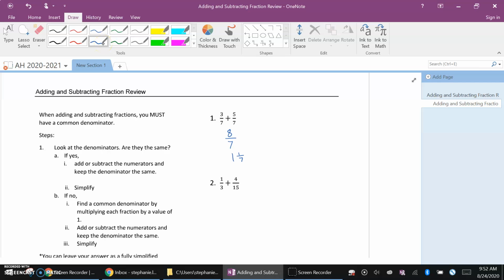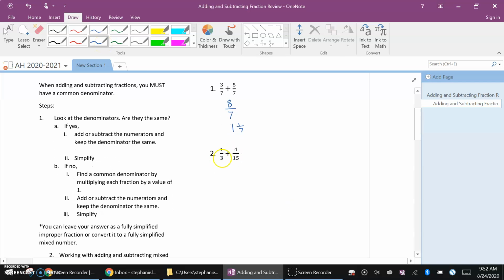Okay, let's take a look at number 2. So we've got a 3 and we have a 15. Those are not the same, so we're going to need to make them the same. It says to find a common denominator by multiplying each fraction by a value of 1. Now, 1 can look really different. It can be 1 over 1, it can be 2 over 2, it can be 3 over 3, 10 over 10. All of those values are still 1, so you're not changing the problem.